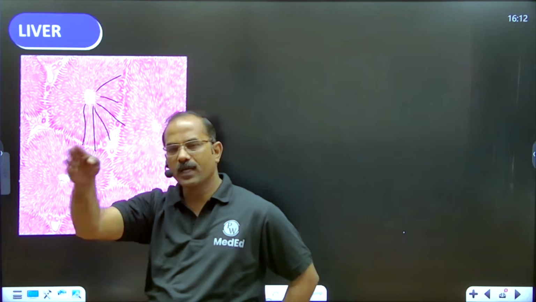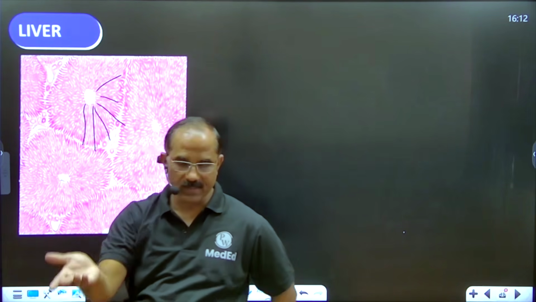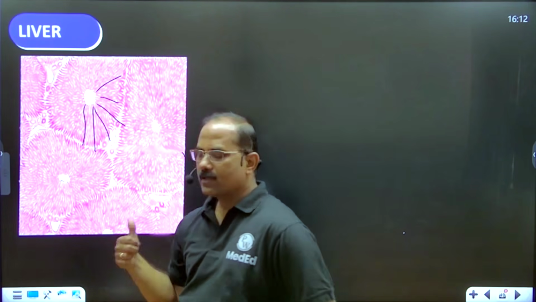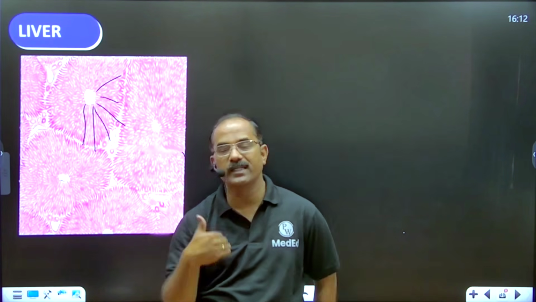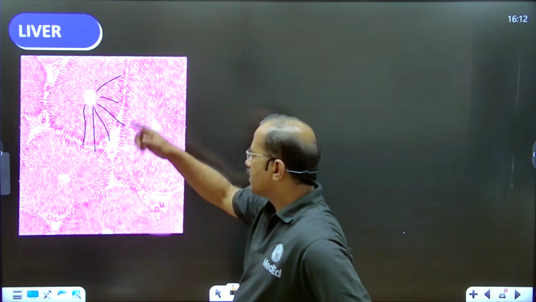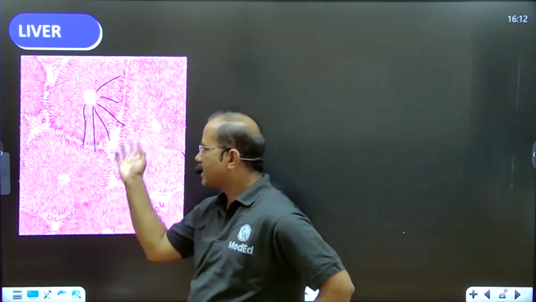Hepatocytes. In between the hepatocytes, we get sinusoids, and these sinusoids are derived from the vitelline vein. In these sinusoids, we get phagocytic cells, which are known as the Kupffer cells. Kupffer cells. Clear? So that's about the liver. That's a slide of liver.